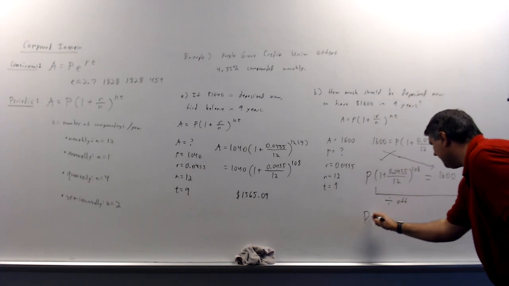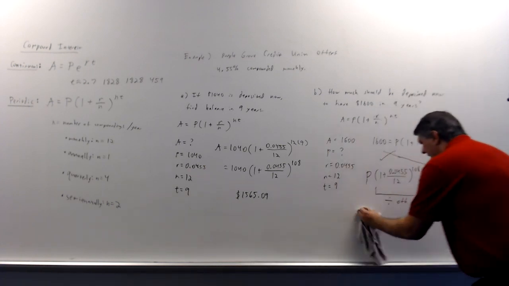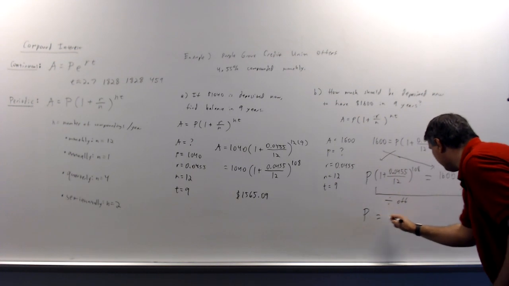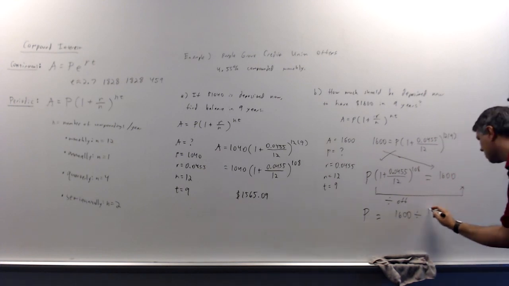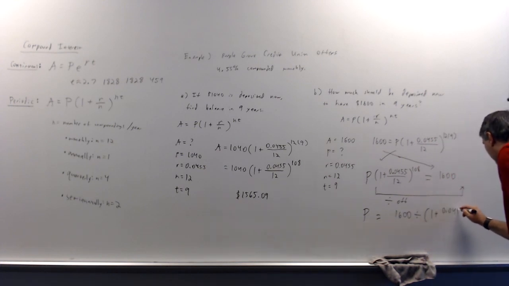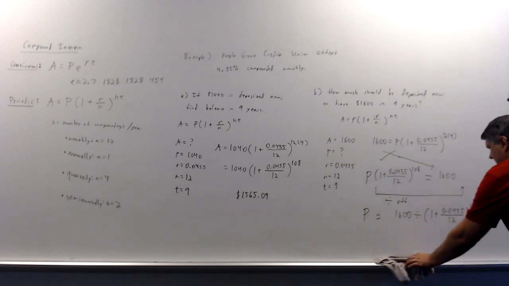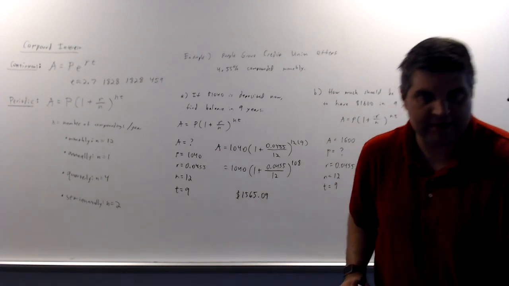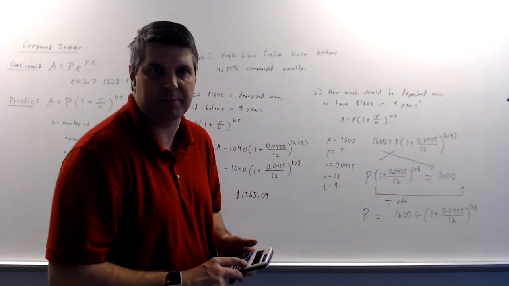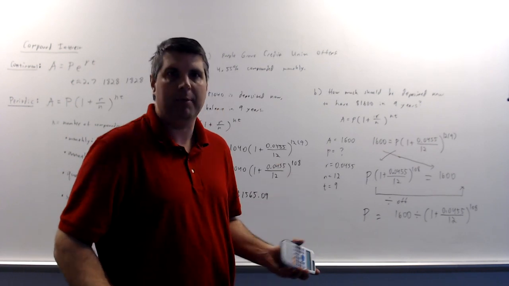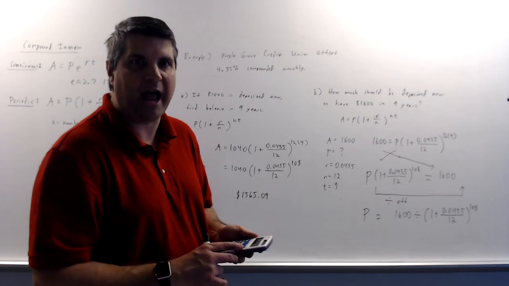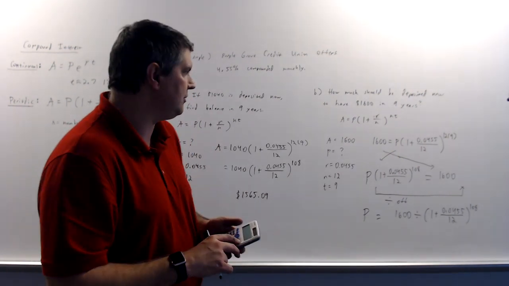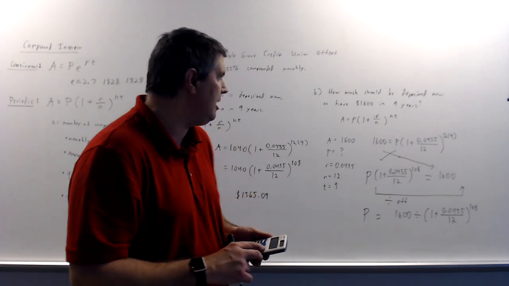Okay, so P, that looks more like a D, I'm sorry. P equals 1600 divided by 1 plus 0.0455 divided by 12 to the 108th power. Okay? If you're using a Casio and most Texas Instruments calculators, this is not a problem. If you're using one of those calculators that doesn't support the order of operations, this is a little dicey. Okay? But for those of you who are using a good calculator, this is not a problem.